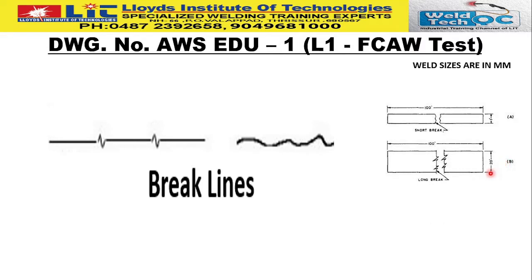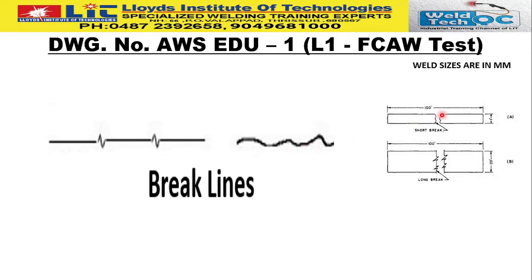These are the two most commonly used break lines, long break line and short break line. Break lines in the drawings are very important, and are used to separate sections for clarity or to shorten a section. Short break lines are denoted by thick wavy lines. These are the short break lines, thick wavy lines.